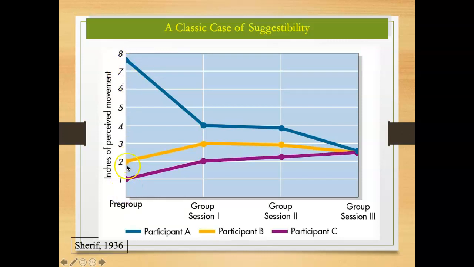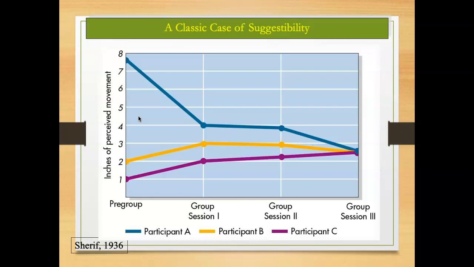You see variety in how much they perceive the light to have moved. Participant A sees that it jumped 8 inches, and participant B and participant C 2 and 1 inches respectively. Now they're brought in together, and we're going to continue this, and we'd like you to give your responses. So people are in the room together.